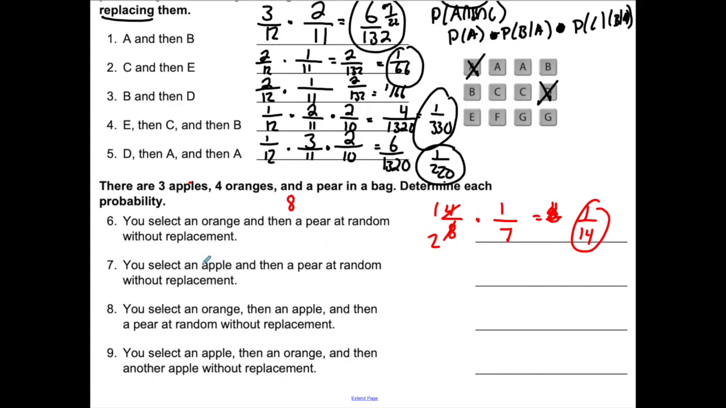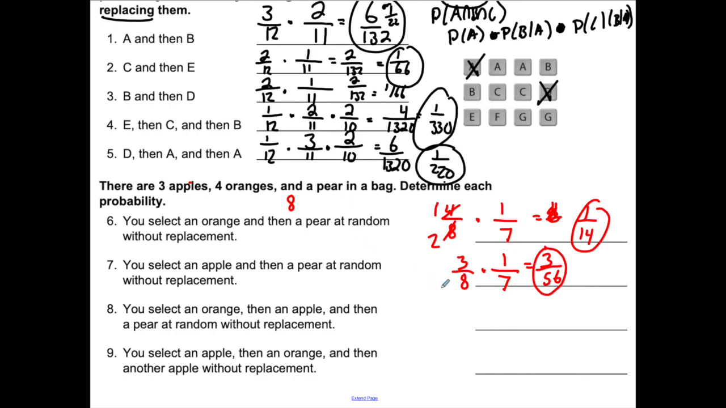Okay, you select an apple and then a pear at random. So first I reach in, I get a 3/8 chance to get an apple. Given that the apple has been selected, there are only 7 pieces of fruit left, of which 1 is a pear. So it gets me 3 over 56. 5 plus 6 is not a multiple of 3, so I'm going to have to leave it.